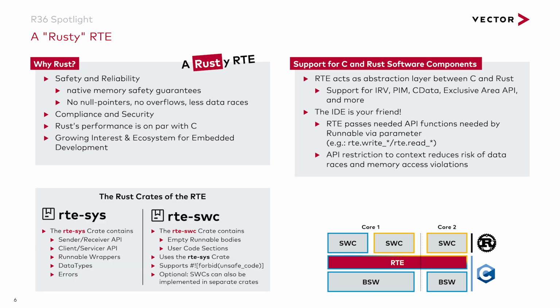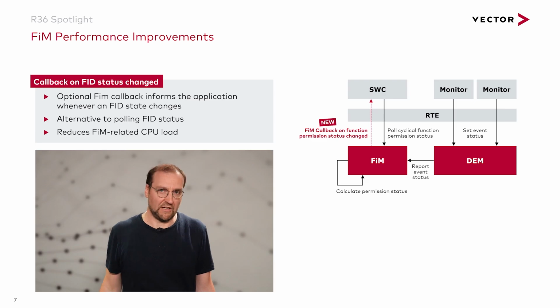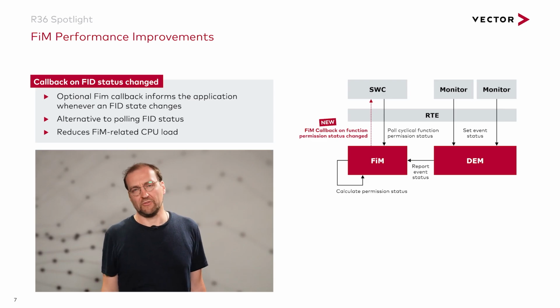The RTE generator produces a structured Rust setup based on crates. One crate provides the system interfaces and data types, while another contains runnable bodies and user code sections. The feature is currently provided as beta. Not all RTE features are available yet, and the solution is not production ready. Based on customer feedback and adoption, the feature set will be extended and qualification towards QM or ASIL will be considered in future releases.